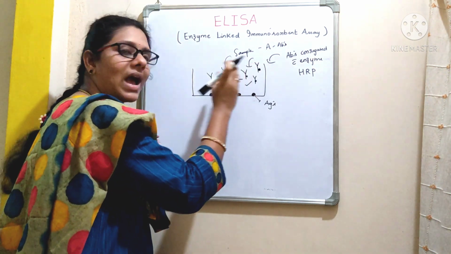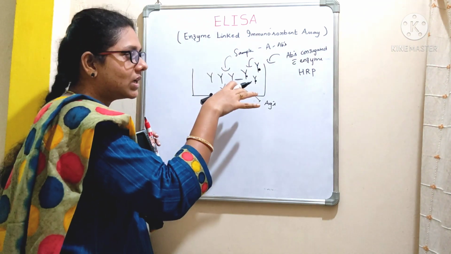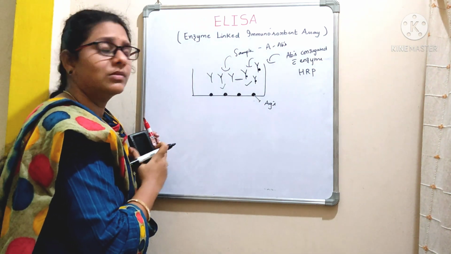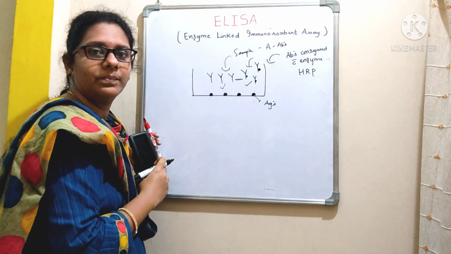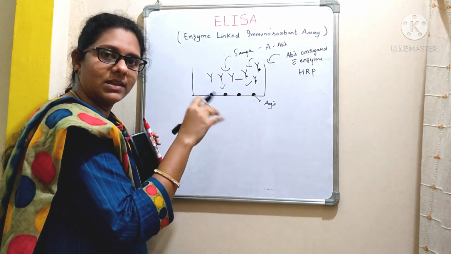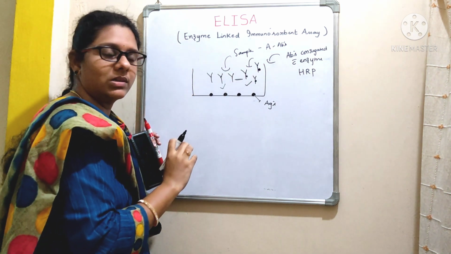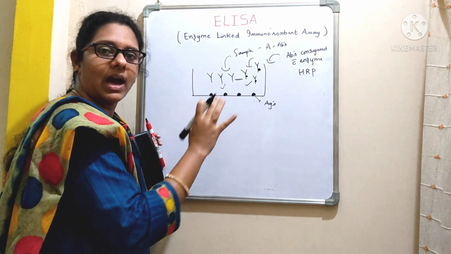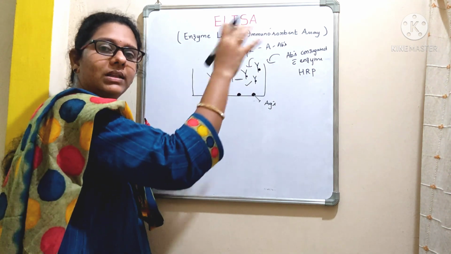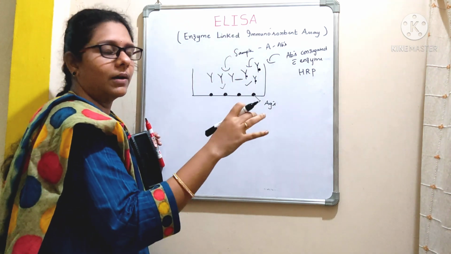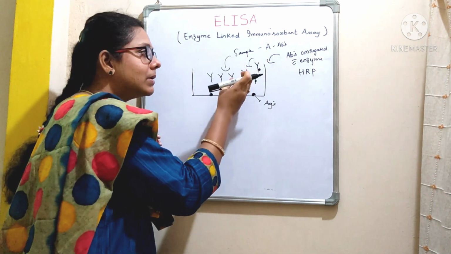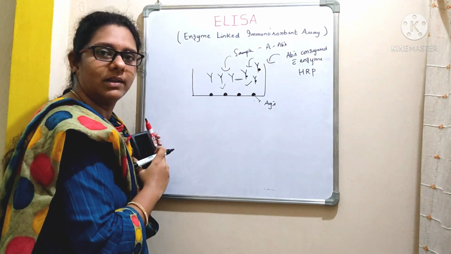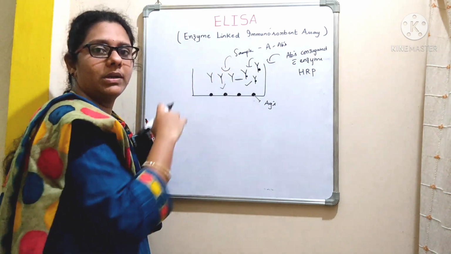These two antibodies will compete with each other to go and bind with the antigen that is coated onto the wells. So which one will win in this competition? We are calling it a competitive ELISA, right? We are using two types of antibodies. One is conjugated with the enzyme and the other one is without any enzyme, which we directly added in the sample, and we want to detect whether the antibodies are present in the sample or not. So there will be a competition between these two antibodies to bind with the antigen coated on the wells. Which one will win in this competition?